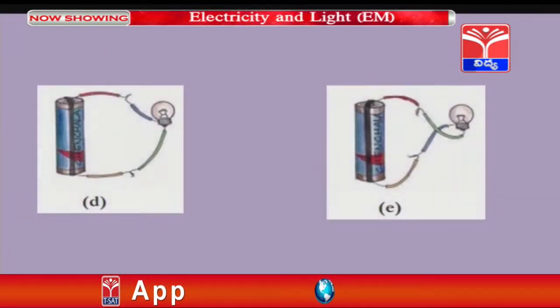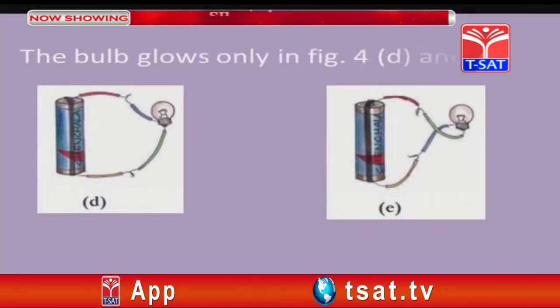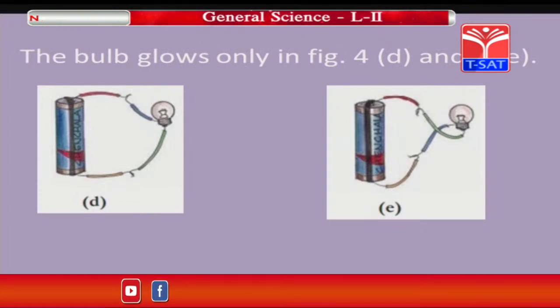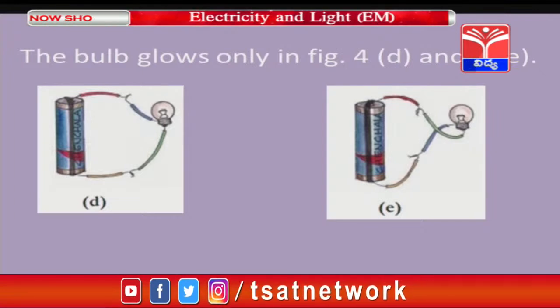Now in figures D and E, what happens? The bulb glows only in these two arrangements. Why? Because here there is a completely closed circuit, there is no gap in the wires.